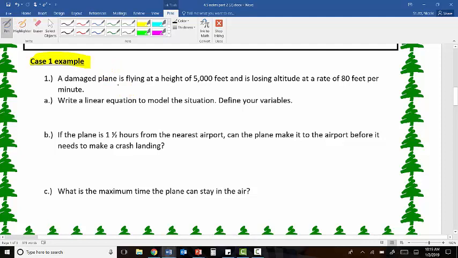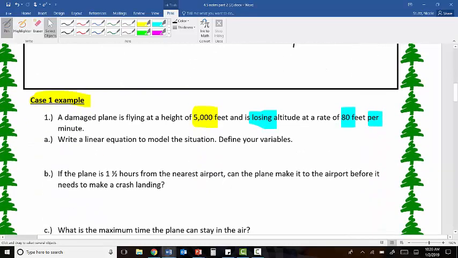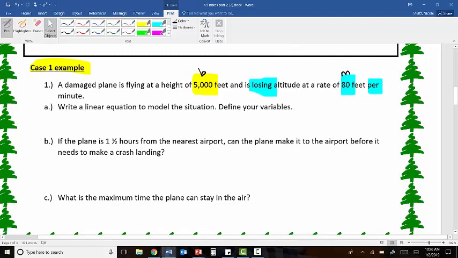It says a damaged plane is flying at a height of 5,000 feet. That's how high the plane is. It is losing altitude at a rate of 80 feet per minute. So I see a slope indicator right there. That means 80 is my slope. And they actually tell you how high the plane started out. So this is why it's a case 1, because I tell you the starting out height, and they also tell you how fast the height is changing. So if they give you both, it's a case 1.